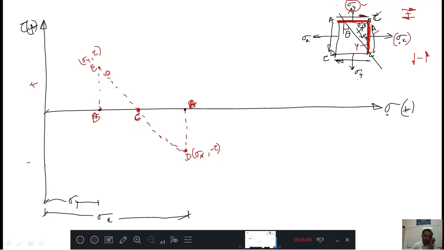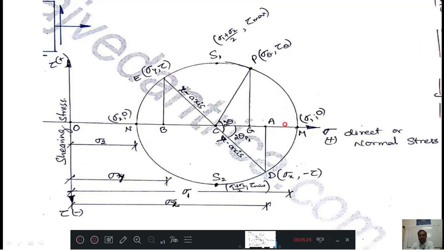Now from C to E, consider CE as a radius and complete the circle. CE as the radius, complete the circle, then you will get a Mohr circle this way. Okay, this is a Mohr circle. Just look here. Yeah, exactly, it is done.